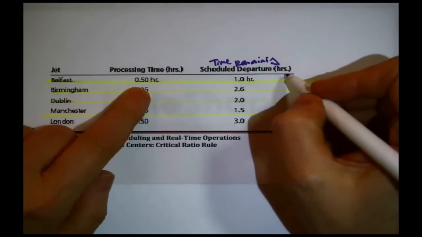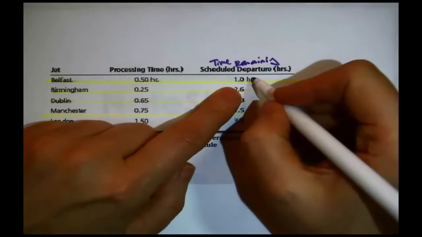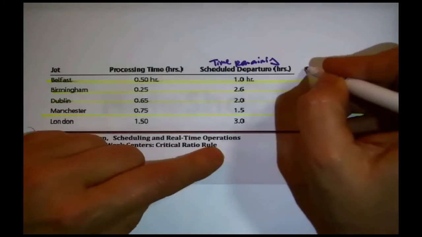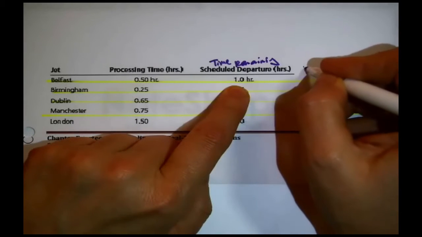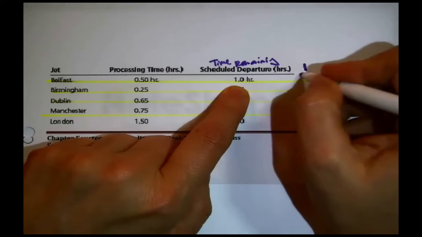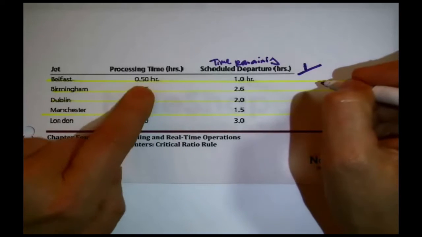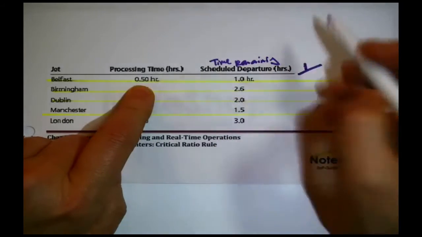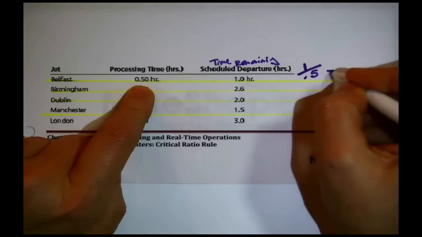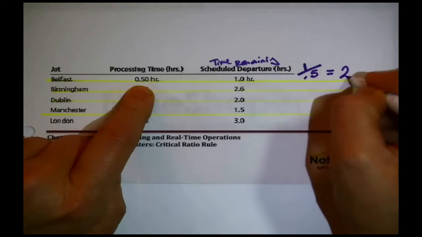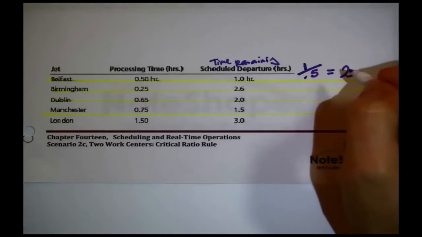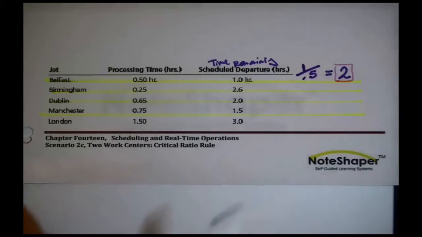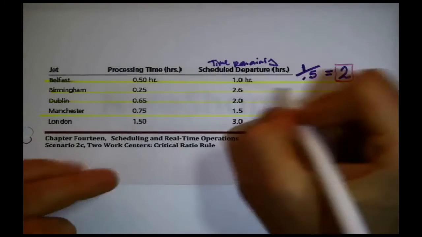For instance, in the case of Belfast, the time remaining until departure, if we were trying to pick right now, is 1 hour. So the numerator is 1. The work remaining, so to speak, nothing's been done on that flight. There's a half an hour worth of work. So it's 1 divided by 0.5. We would say the critical ratio value is 2. Well, for Belfast anyway.